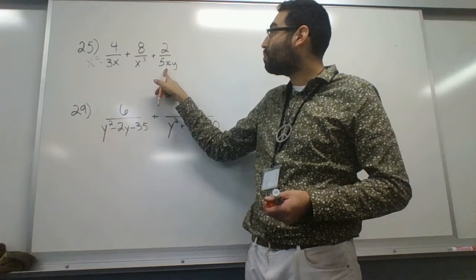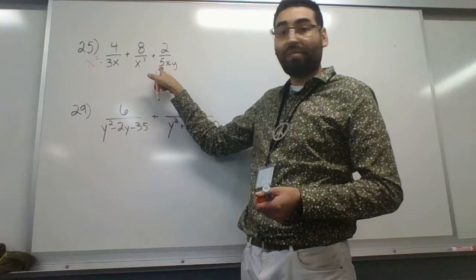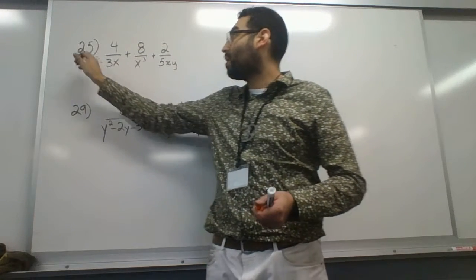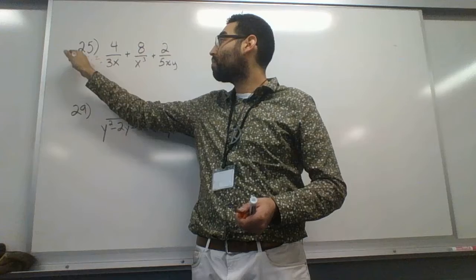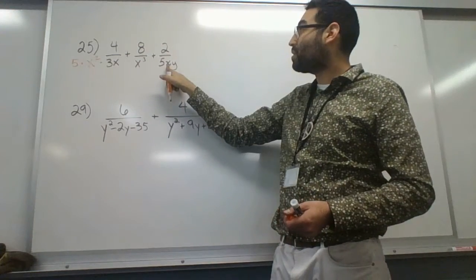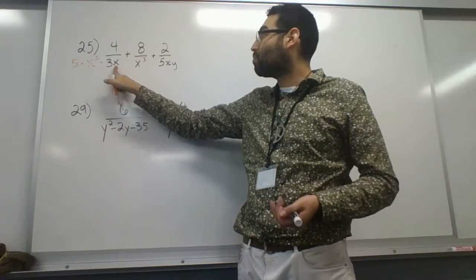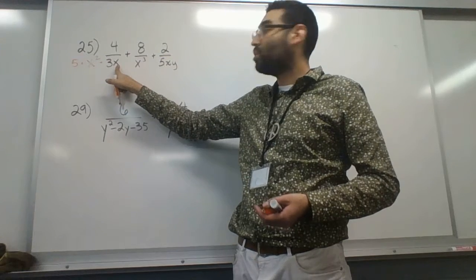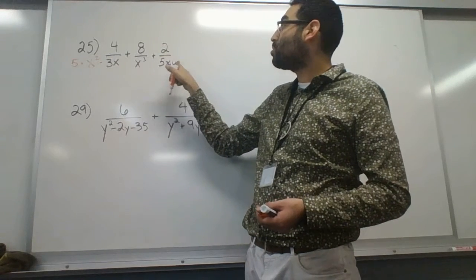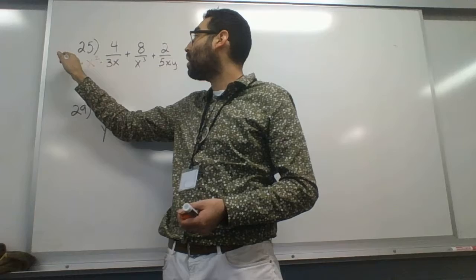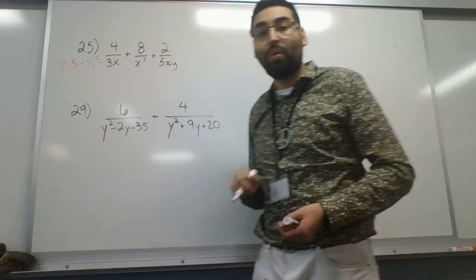Now I go to the last term. This term has a 5. This term does not have a 5. So I'm going to multiply it by 5. This term has an x. My term has 3 x's now, or x to the third power. So I don't need any more x's. But this term also has a y. So I'm also going to multiply by a y.